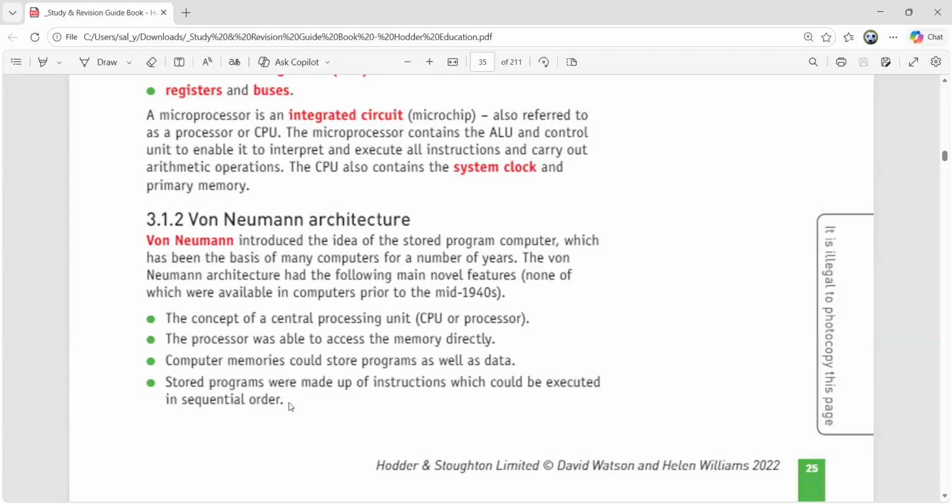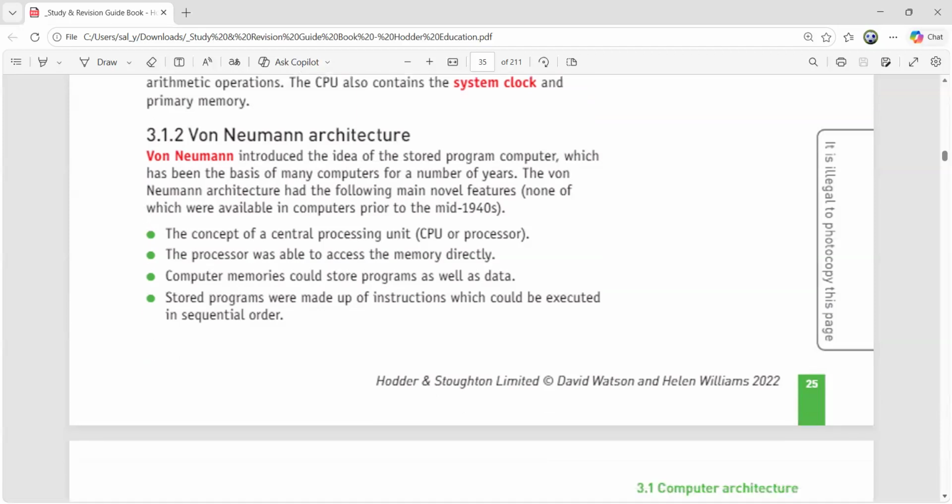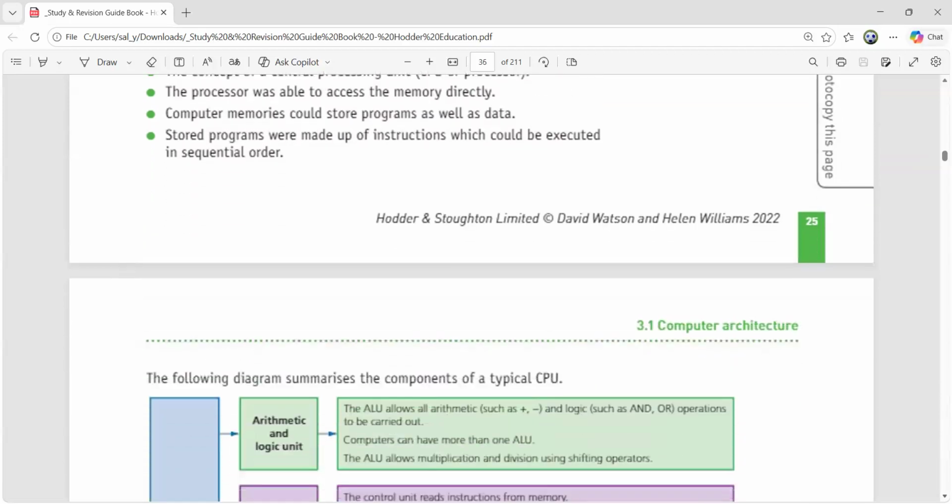Stored programs are made up of instructions which can be executed in a sequential order. In other words, this is the definition of a program. Programs are basically made of instructions, and these instructions are going to be followed, executed one after the other, in a sequential order. And since you have done programming and pseudocode writing, that should be making some sense to you. I think that is not a problem for you. Any questions?